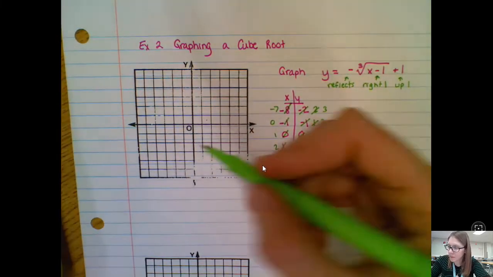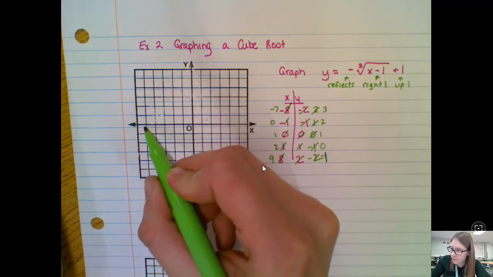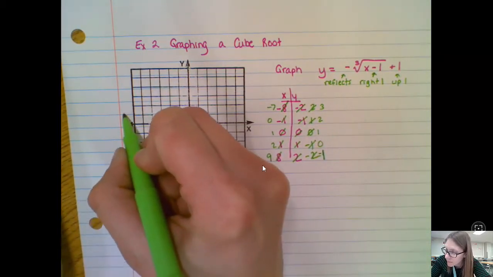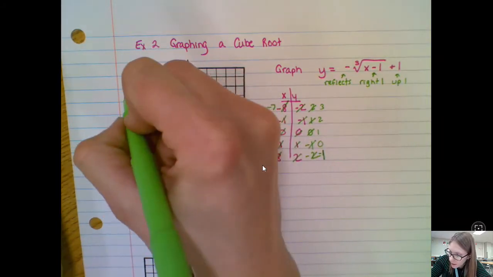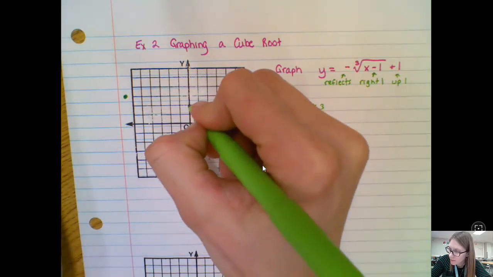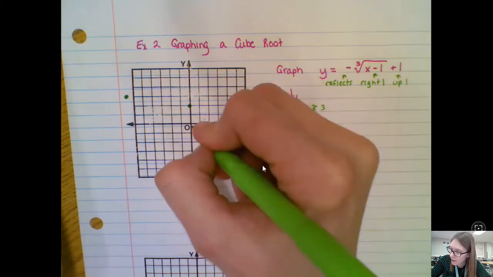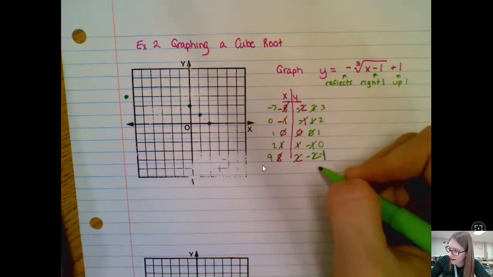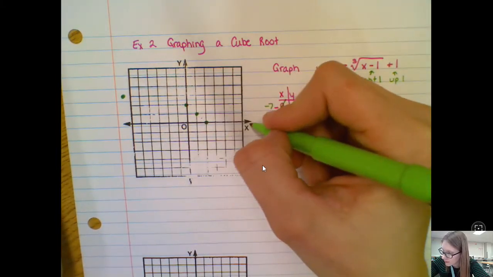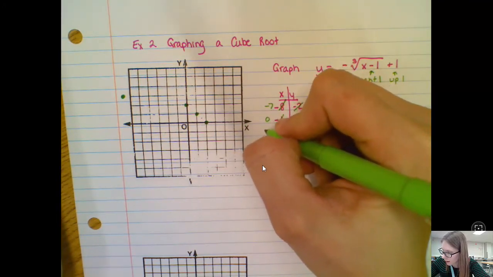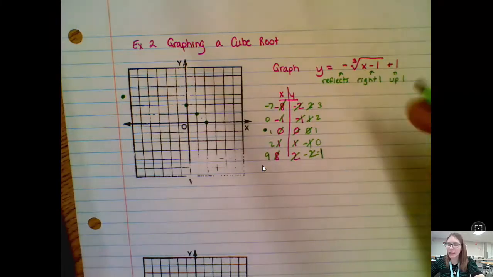Negative 7, 3. I have to go off my graph a little bit here. 0, 2, 1, 1, 2, 0, and then 9. So this would be 6, 7, 8, 9, negative 1. And we have to estimate a little bit there because, again, it went off my graph.